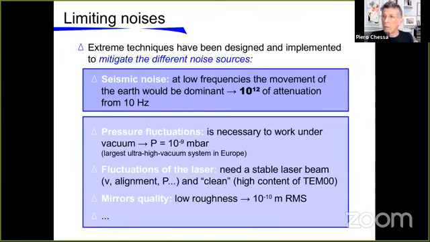But that's not the only problem. We have pressure fluctuations to be controlled in a very, very big vacuum system, with very low frequency pressures. We have fluctuations of laser light to be controlled. We have mirror quality to be controlled. We have teams for each of these topics working on increasing the sensitivity and the quality of the device.